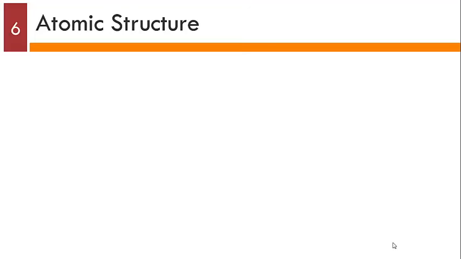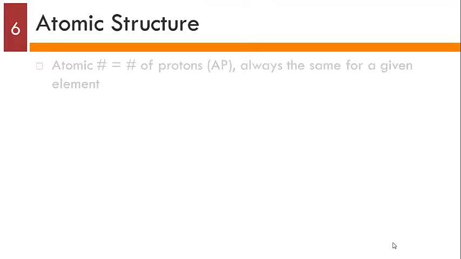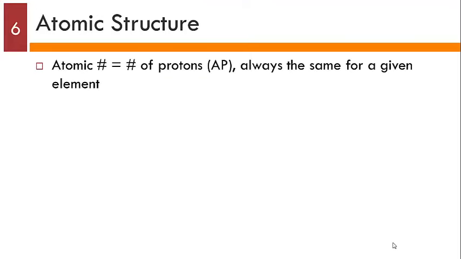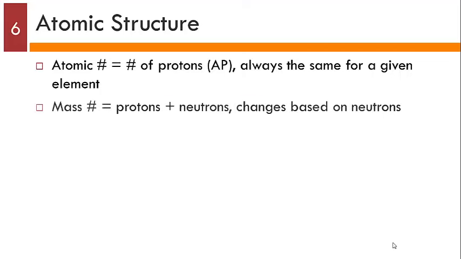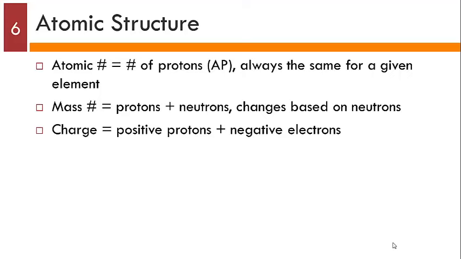The next question has a chart that is about atomic structure. So in order to complete this chart, you need to keep a few things in mind. First, atomic number is equal to the number of protons. You can remember this by thinking of AP Chem. Atomic number, number protons. So this is always going to be the same for a given element. Carbon will always have 6 protons, otherwise it wouldn't be carbon. The mass number is the sum of protons and neutrons, and that means that for a given element, the mass number can change based on the number of neutrons.